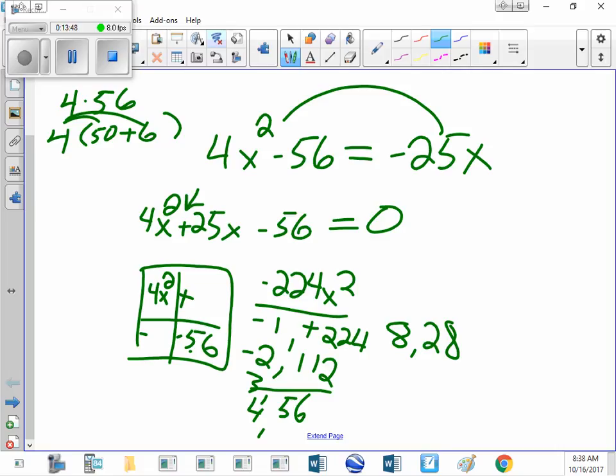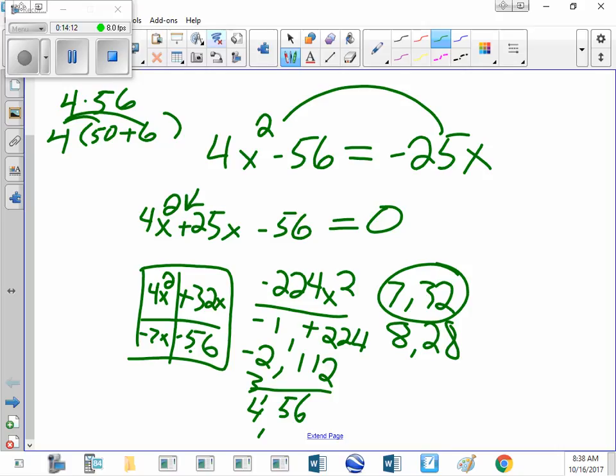Why isn't this working? 4, 25, and negative 50. Oh, 7. We skipped 7. 7 and 32. That's the one I want. So 32x is positive and 7x is negative.